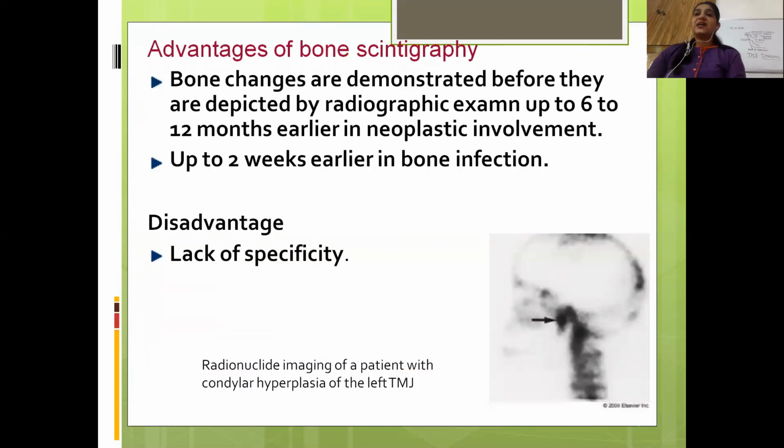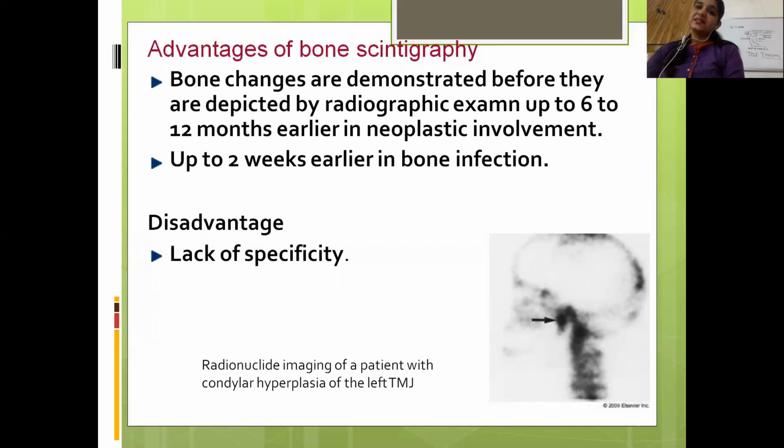What are the advantages of bone scintigraphy? Bone changes are demonstrated before they are depicted by radiographic exam, up to 6 months earlier in neoplasm involvement. Then only we will go for it. Supposing the patient has some family history of malignancy, is well versed in this modality, wants to go for a scan and has some problem in the TMJ, he can go for scintigraphy, up to 2 weeks earlier in bone infection, and then it can be known to the patient whether he has a chance of developing a malignancy or not.